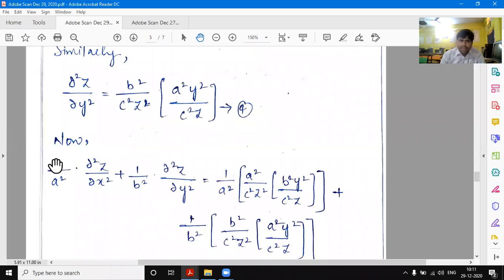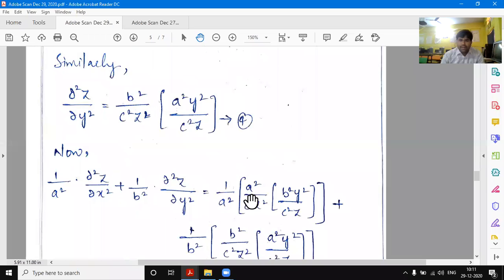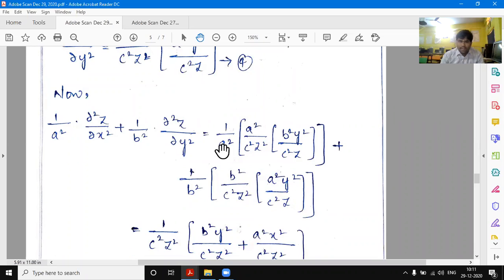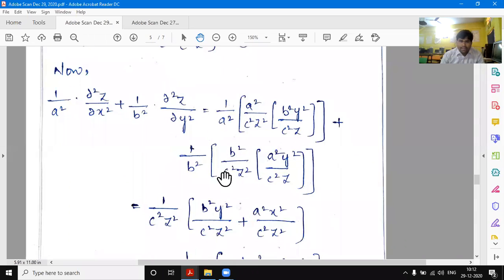So now LHS is what? 1 by a square into dou square z by dou x square plus 1 by b square into dou square z by dou y square. That is equal to 1 by a square into dou square z by dou x square, which is this one: a square by c square z square into b square y square by c square z, plus 1 by b square into dou square z by dou y square, that is b square by c square z square into a square x square by c square z. So this a square will get cancelled, this b square will get cancelled. So remaining 1 by c square z square, which is in this and in this. So I have to take that as common.